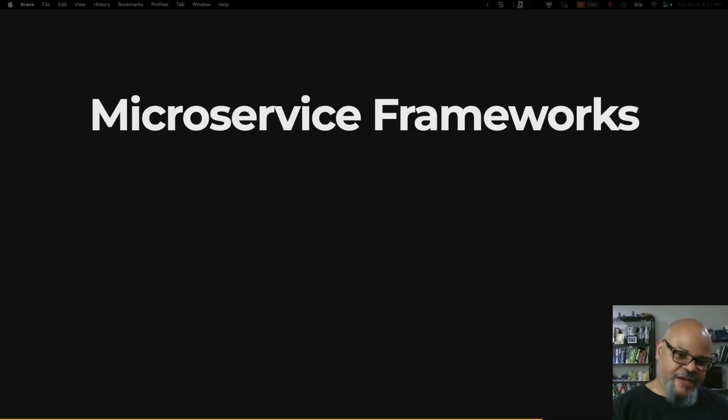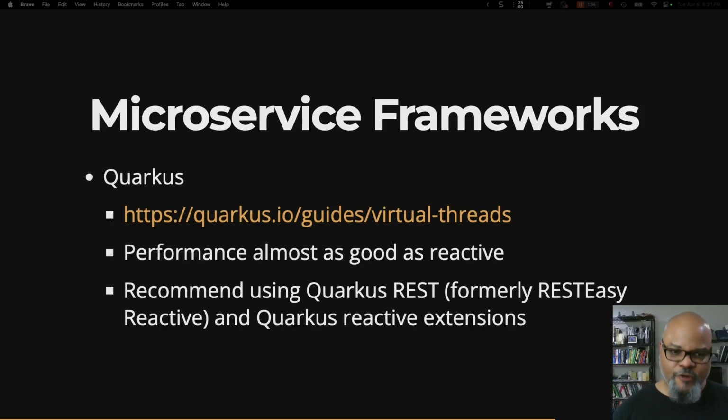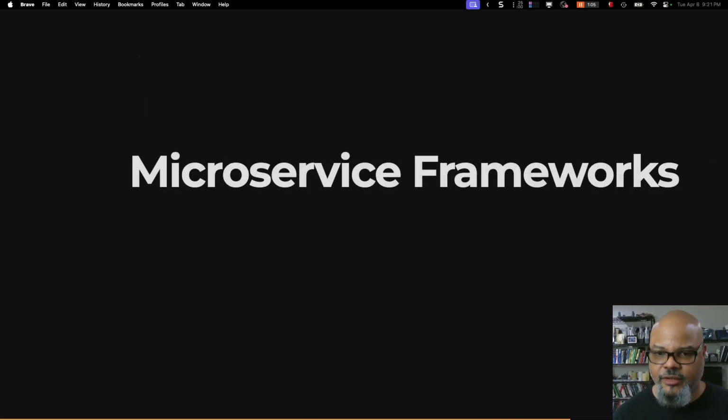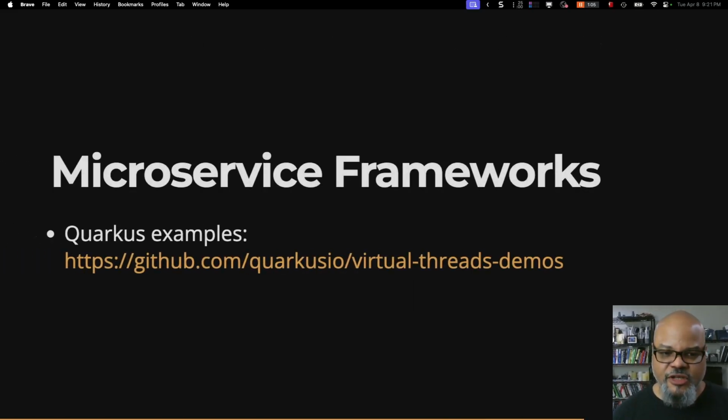So that's the web server level. Now, at your actual application framework, your microservice framework level, there needs to be support as well. Fortunately, there's pretty good support at that level too. So Quarkus has good support. It's almost as good as Reactive. They recommend using Quarkus REST, so you can check out their virtual thread guides for more info on that. This is what it looks like. It just uses this RunOnVirtualThread call. Very straightforward. They have more of an opt-in style approach, which is nice. Find some examples on GitHub.